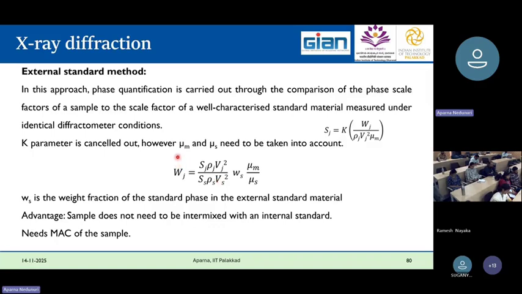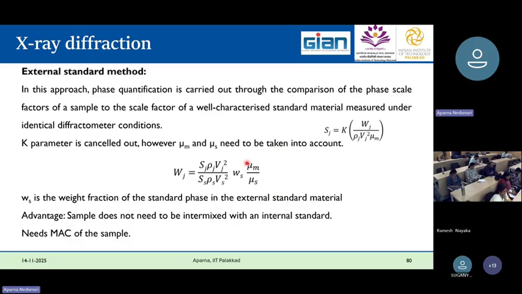From there, we can eliminate the K value, but mu M and mu S we should determine. Mu M is the mass absorption coefficient of the entire sample. Mu S is the mass absorption coefficient of your standard. There are several crystallographic tables which give the mass absorption coefficient of your sample.